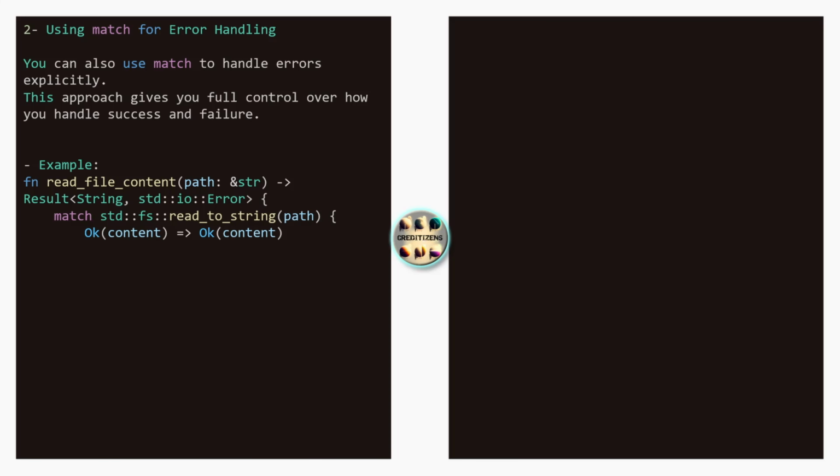Here in the example, we use the same function. We're going to be trying to read a file. We're going to pass in a path, which is a reference to an str. The result is going to return a string, which is the OK side, or an error. So we're going to match.